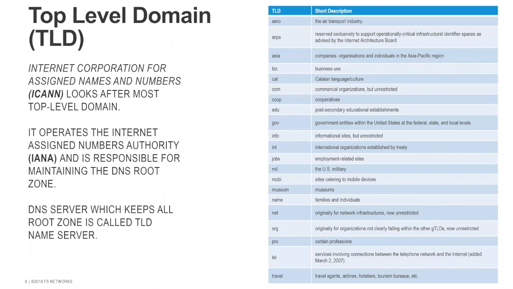TLD is maintained by IANA, Internet Assigned Numbers Authority, and it contains the root zone database, and some of the examples can be found on the table on the right side. The ones that you are familiar with are probably .com, .net, .org, and some of the examples as follows.